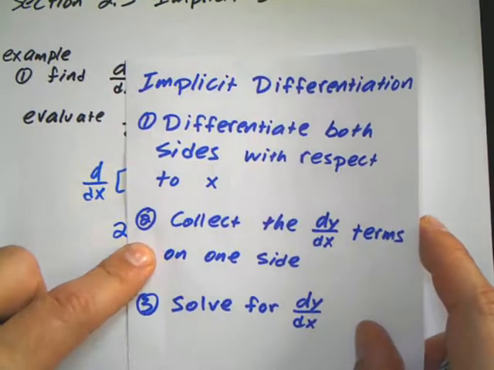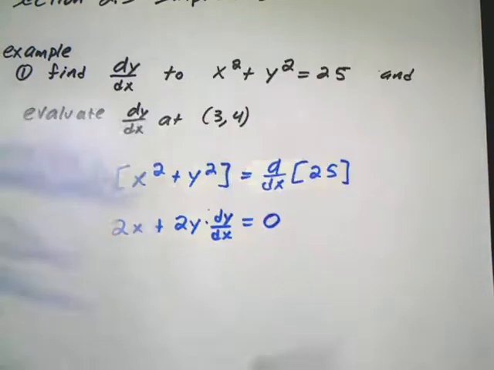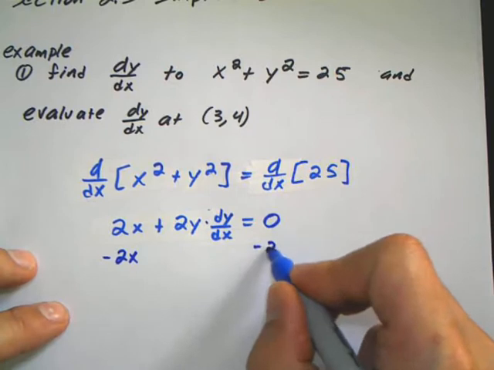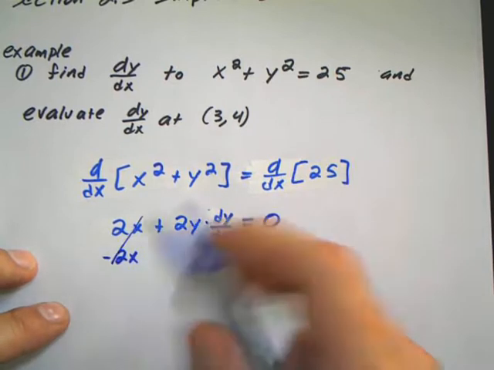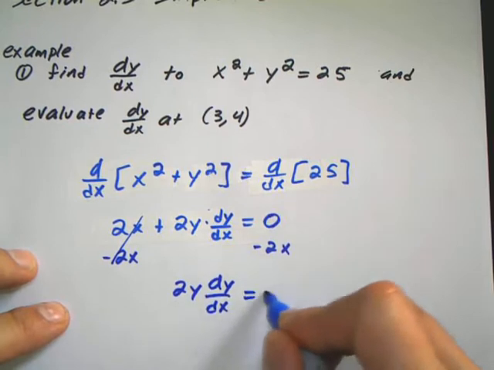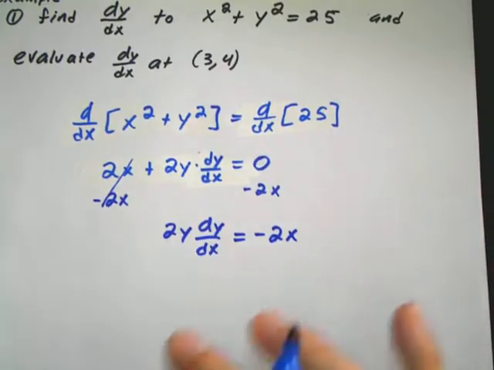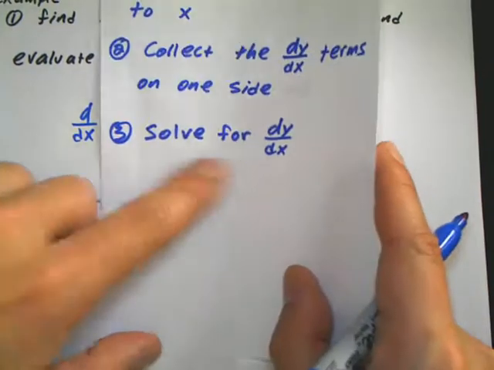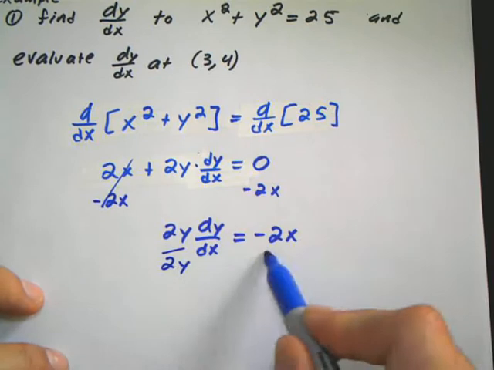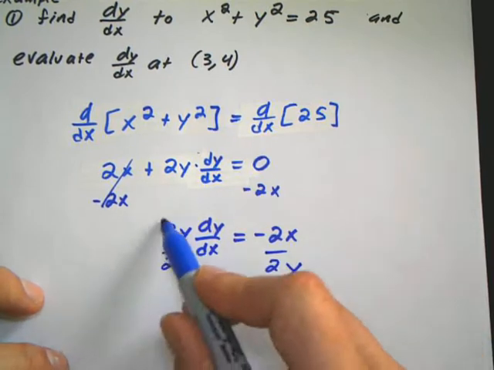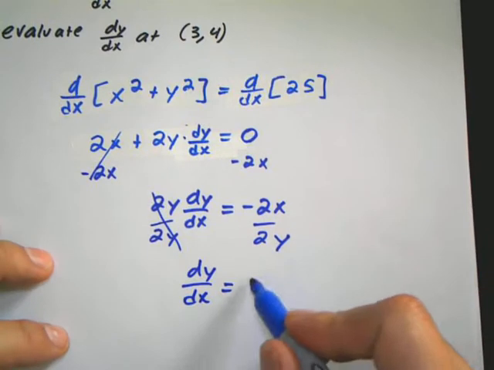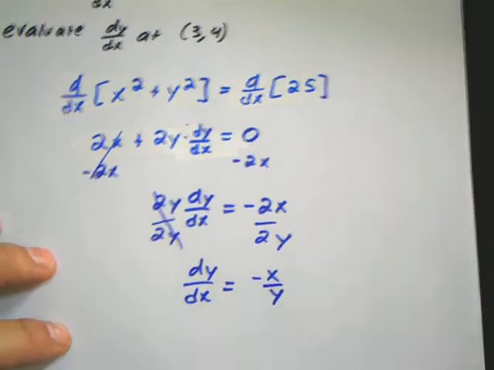And now I'm on to step 2. Collect the dy dx terms on one side. This doesn't have a dy dx, so I'm going to have to subtract this over to the other side of the equal sign. So this goes over there. I'm left with 2y dy dx equals negative 2x. And then the last step is to solve for dy dx. So basically I have to divide both sides by 2y. And then I can reduce this, so dy dx is equal to negative x over y.